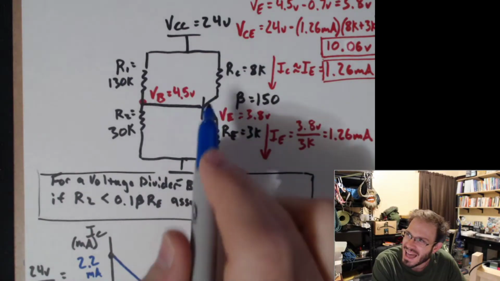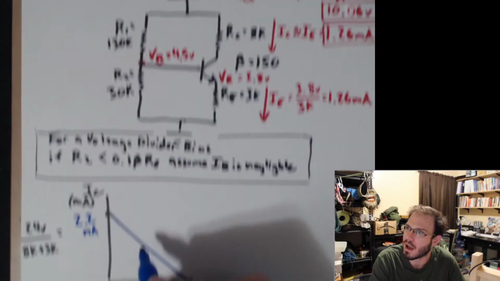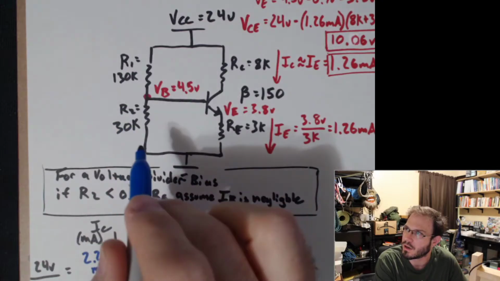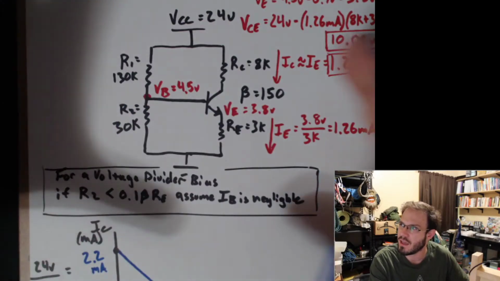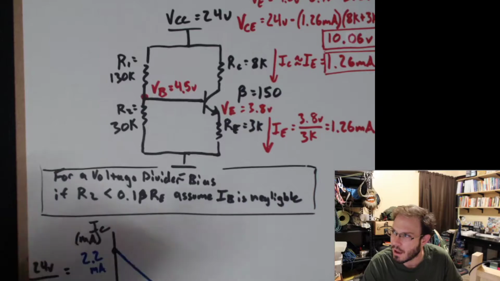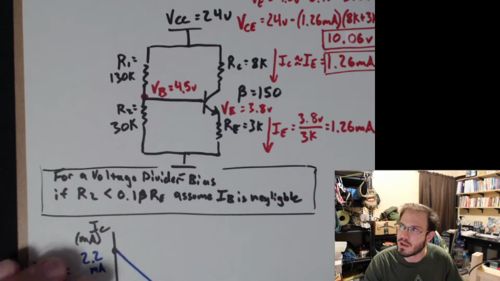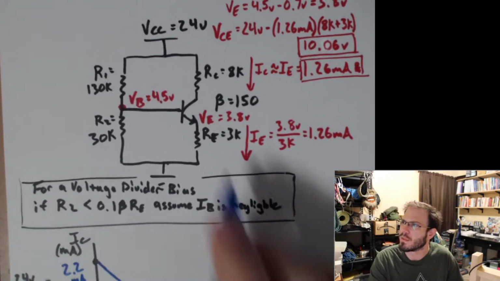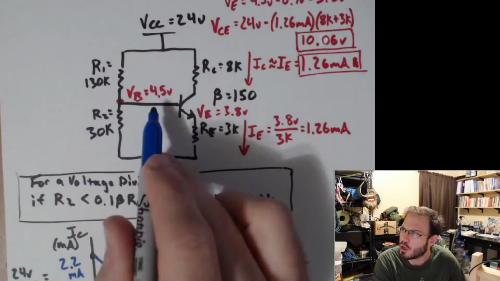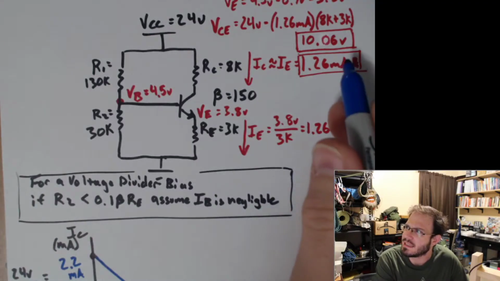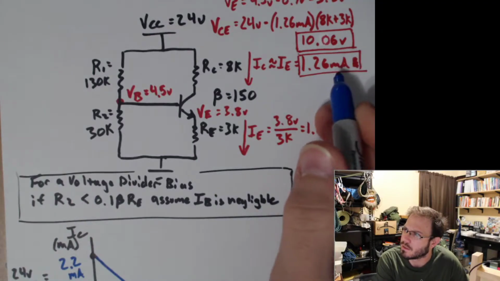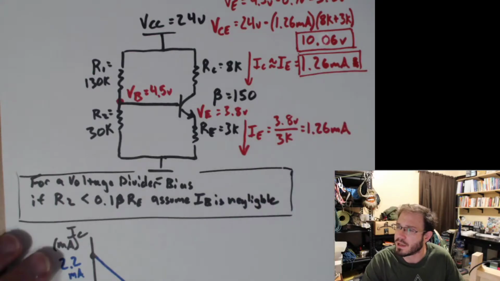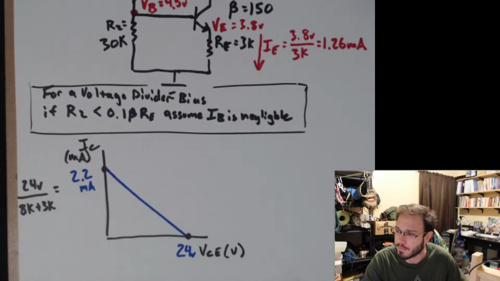However, we are at a specific point of operation given that we are biasing it here with this 130K and 30K, and we have nothing else happening to this circuit right now. That will change next class where we add something to this exact circuit. Okay, and so our current operating point is at 10.06 volts with 1.26 milliamps flowing through the collector.